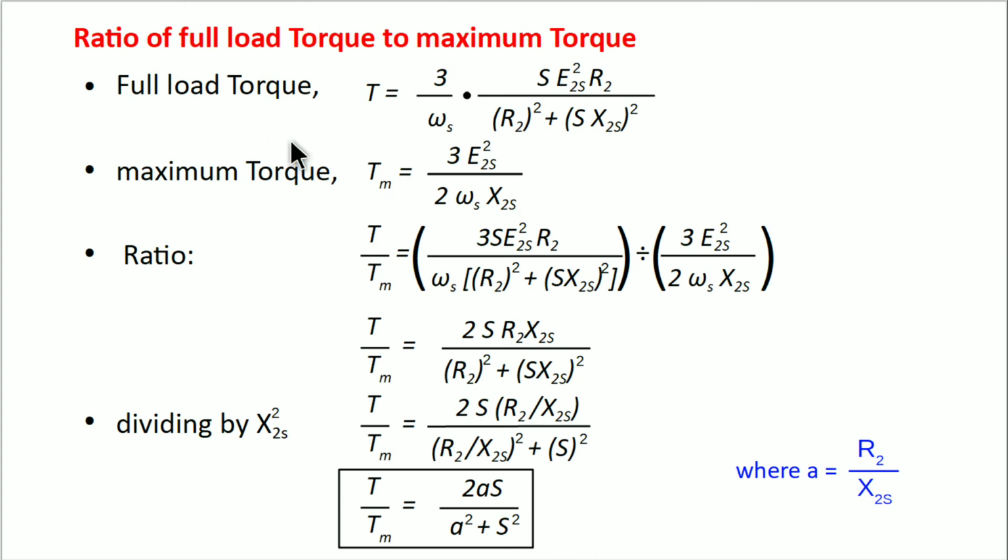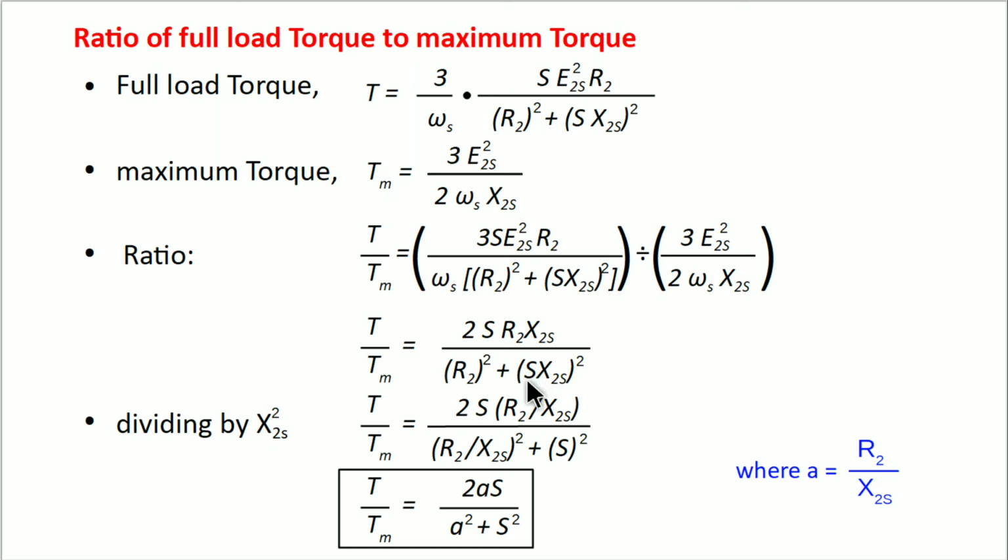In the same way, we can write the equations for full load as well as maximum torque, then divide the first equation by the second. T over Tm is equal to this term divided by this term we have written here. After cancelling the common terms, T by Tm is equal to 2s r2 x2s over r2 square plus s square x2s square. The only difference from the previous case is that here one s appears, the rest is all the same.